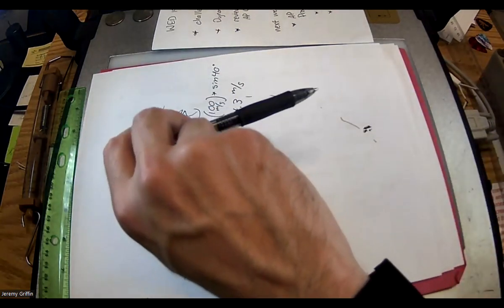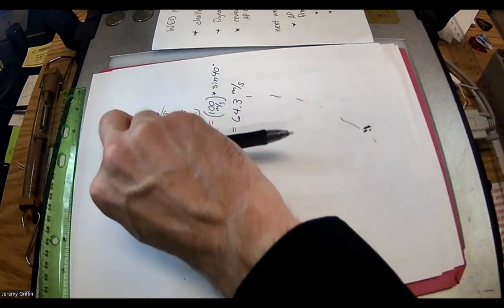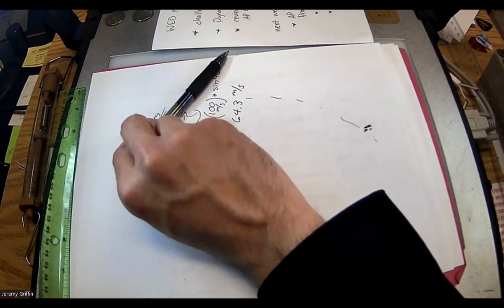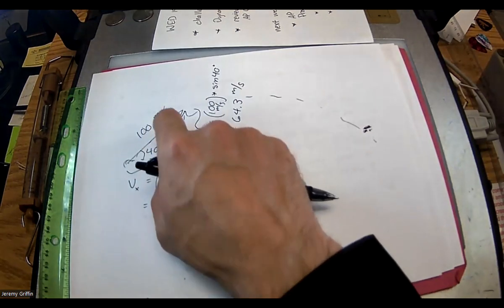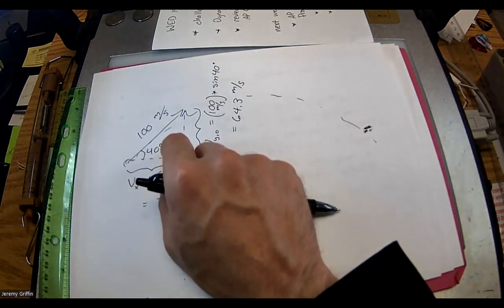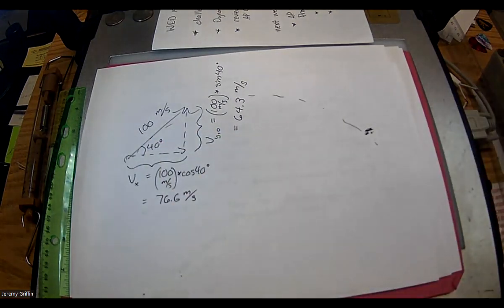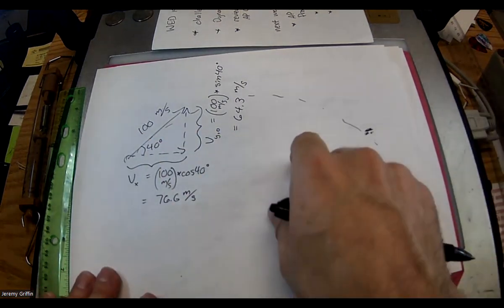Does anybody happen to remember from last semester what is the optimal angle for the trade-off? If you want to send it the furthest distance, what angle? 45. It is 45 degrees, and there's a proof for that too. It's probably on Google Classroom way back. Yeah, 45-degree angle is the optimal angle for that trade-off. All right, so we've got 40 degrees.